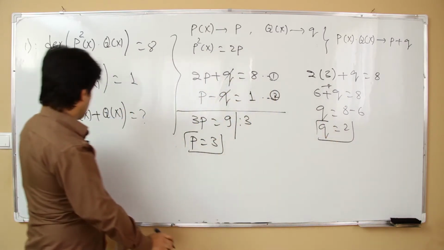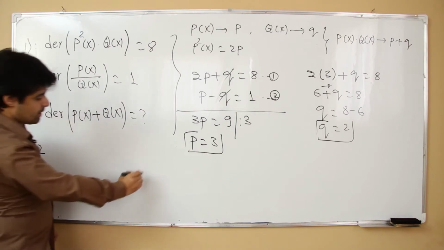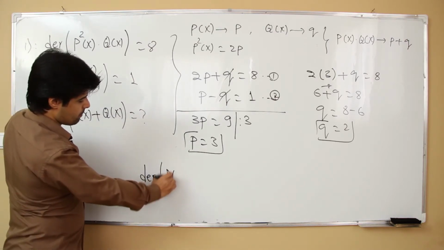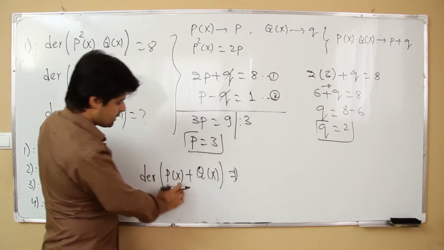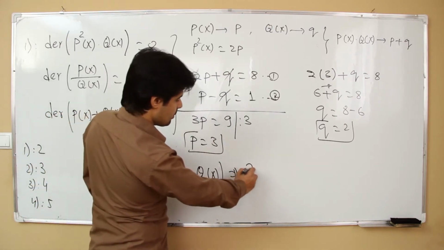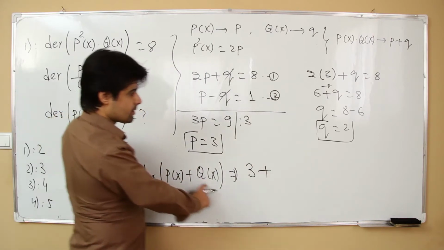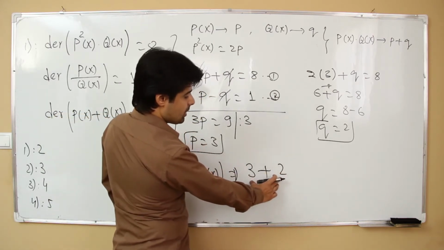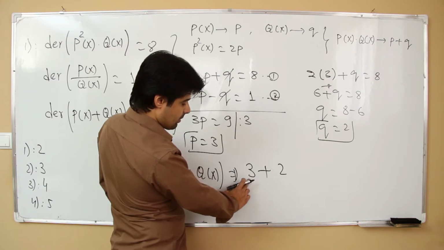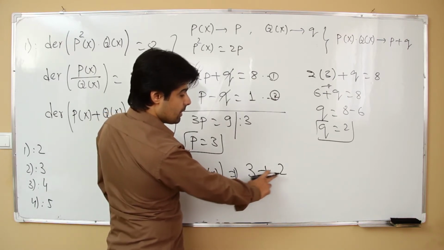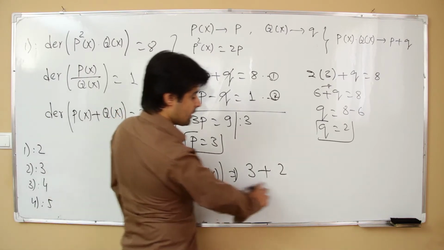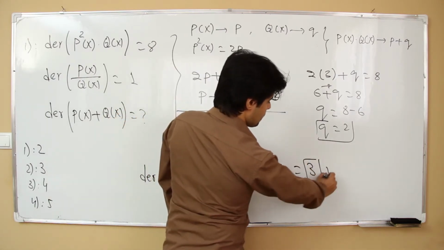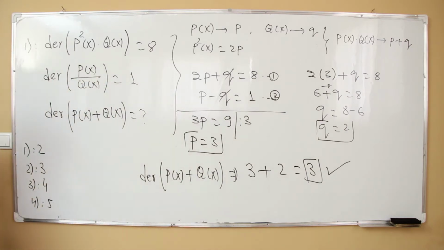Now what the question asks is the degree of px plus qx. In summation, which degree is it? The degree of px is 3, and the degree of qx is 2. In summation, if we have a degree 3 with a degree 2, the answer is the greatest one. The greatest one is 3, so the answer is 3. I think you have got it. Write it please.